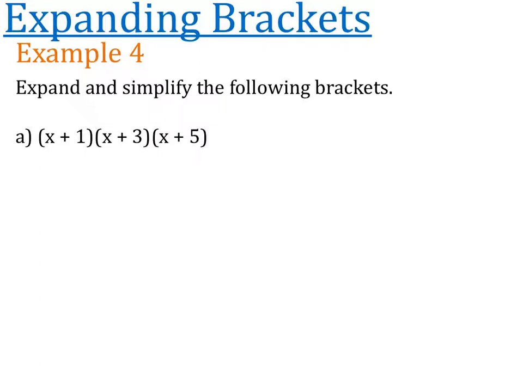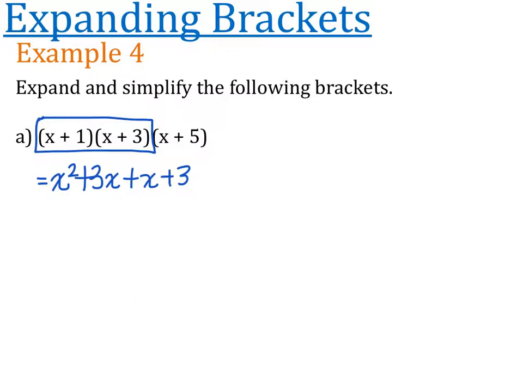So we've got x plus 1 times by x plus 3 times by x plus 5. So I'm going to suggest that you multiply the first two brackets together. It doesn't always have to be the first two, but just any two that you'd like. The first two look the nicest to me. So I'm going to go ahead and expand that, and I get x squared plus 3x plus x plus 3. So that's the bit in blue.